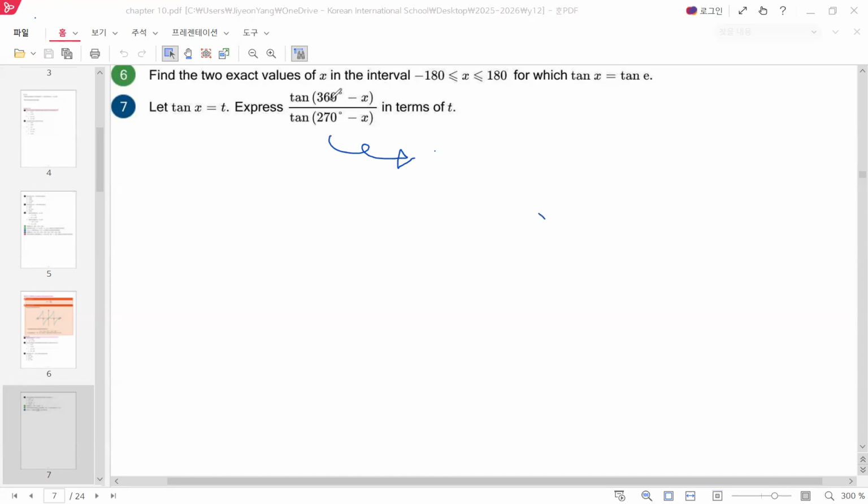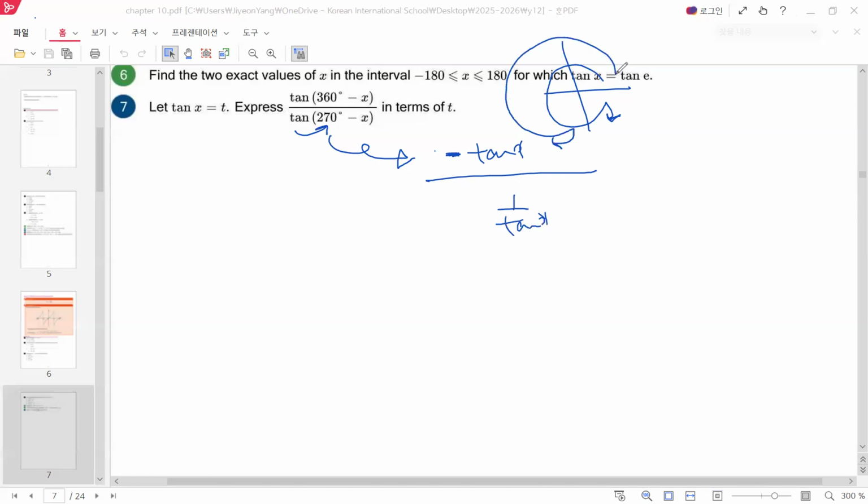So tangent 360, is it tangent or reciprocal? Tangent, thank you, tangent x, and then 360 minus x is considered as fourth quadrant, so it's going to be negative here, do you understand? Over tangent 270, 1 over tangent, and then 270 minus x is third quadrant, so it's positive.